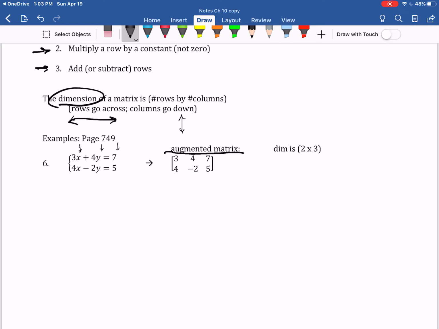The dimension of this matrix: how many rows do you have? Count across. We have 2 rows going across, so that's a 2. And then the columns are how many columns you have going down, and that's 3. So we have 2 rows by 3 columns, so the dimension is 2 by 3.